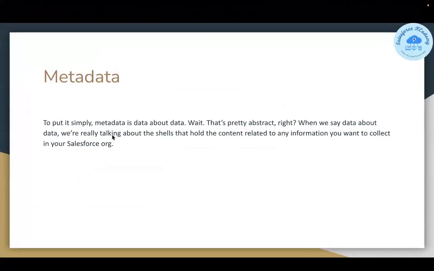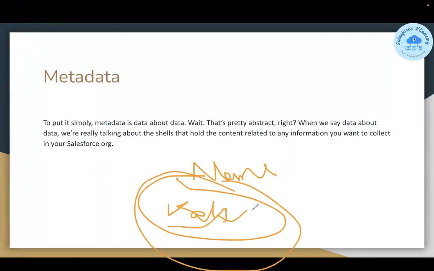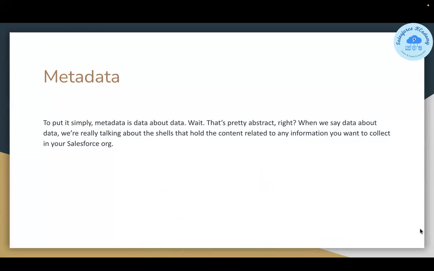To put it simply, we say metadata is data about data. When we say data about data, we are really talking about the shells, that means the actual fields. Let's say the name field. In the name we have Kalyan. So this name field is the metadata. Kalyan is the real data. The shell holds the content related to any information you want to collect in your Salesforce org. This shell is nothing but a field, for example. That is metadata, and the real information is Kalyan.